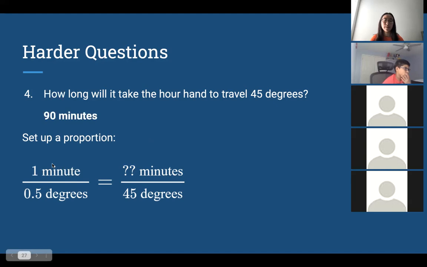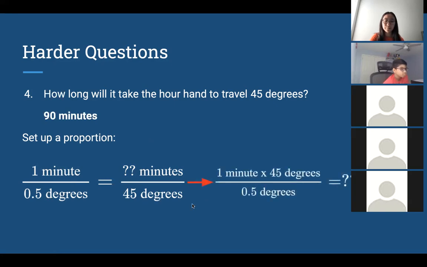So we use the rule that 1 minute equals 0.5 degrees. And then how many minutes are going to be 45 degrees? Well, we can solve this ratio using cross multiplication. So 1 minute times 45 degrees divided by 0.5 degrees is going to give you 90 minutes as your answer. All right, so good job if you got that.